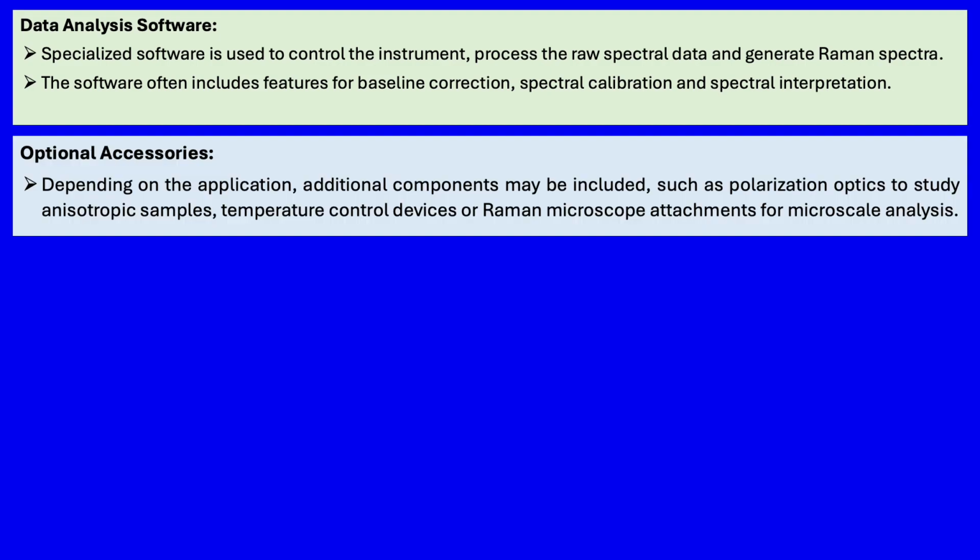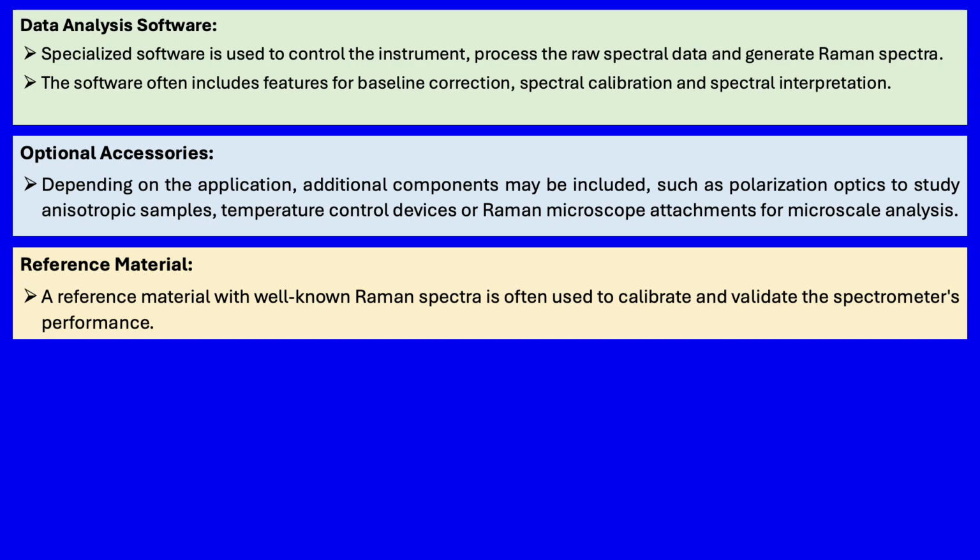Besides that, some optional accessories are there. Depending on the application, additional components may be included, such as polarization optics to study anisotropic samples, temperature control devices or a Raman microscope attachment for microscale analysis.